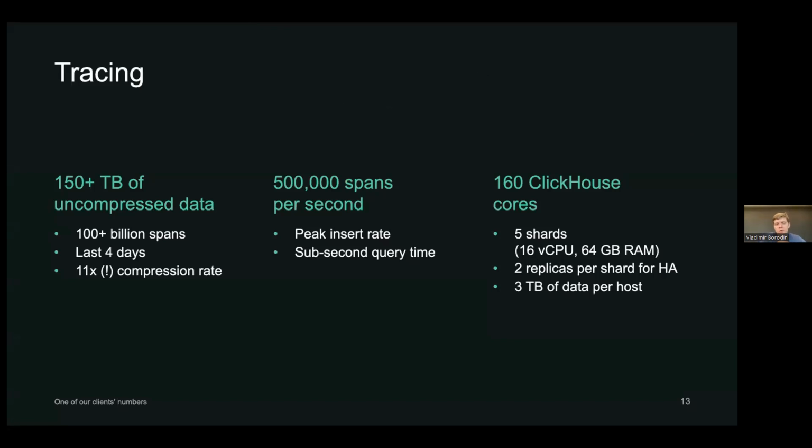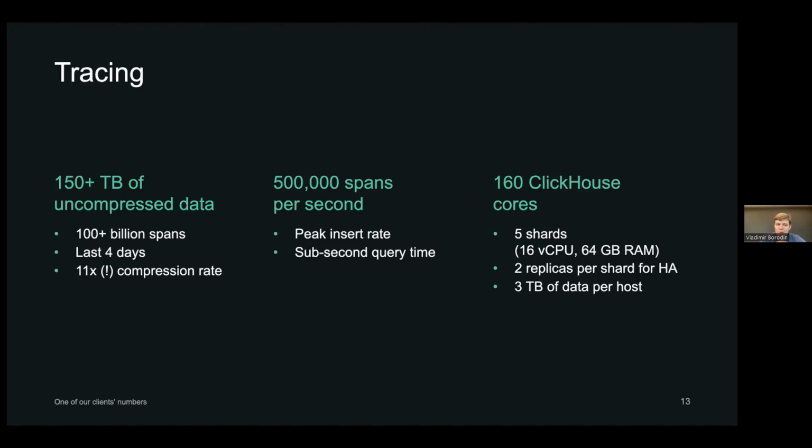These are the numbers of one of our clients. That's not our numbers because we use tracing only for the control plane. There is no really heavy load there. But one of our clients uses our managed ClickHouse service exactly as a Jaeger backend. That client is a high-load web service. Unfortunately, I can't name the company, but the numbers are really impressive. It's 150 terabytes of uncompressed data. And the good thing about ClickHouse is the compression ratio, more than 10 times. So on disks, you consume only 15 terabytes.